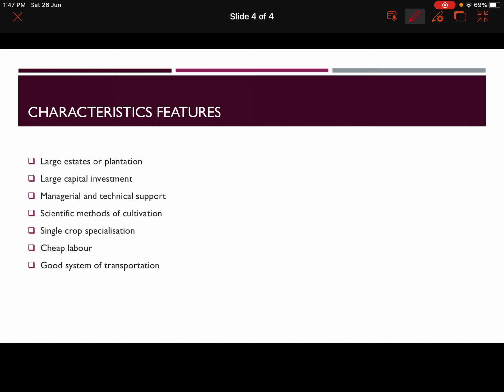In the characteristic features, the first thing you see is large estate. You require a huge land area for having a plantation, maybe tea gardens or coffee gardens. All these things you require on a larger area. The next one is large capital investment. You need to invest heavily for having a plantation crop in a particular area. Managerial and technical support is required. You need good quality technology for taking care of it, and you have to have managerial qualities to manage all these things together.